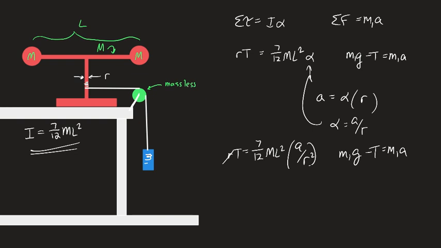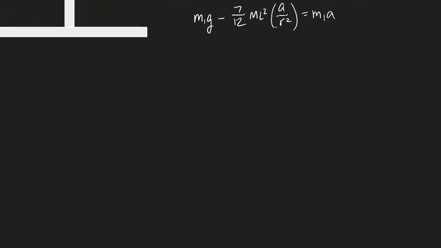Sorry, but that would only be the case in problems where maybe the size of the object is the size where the string is attached. That's not the case here. You can't expect it all the time. That's just convenient. In fact, this is the case where nothing cancels out. So I do my substitution and I get M1G minus 7/12 ml squared A over R squared equals M1A. Icky, but it's just math.